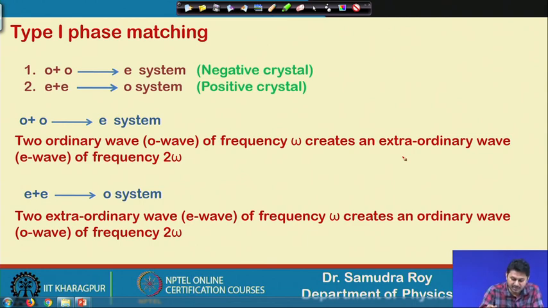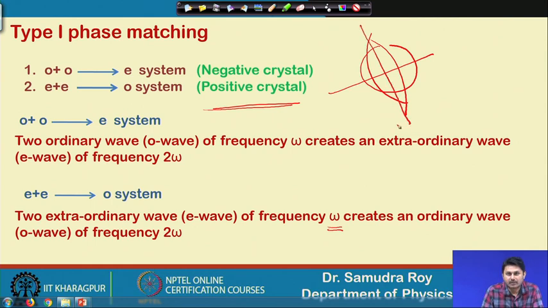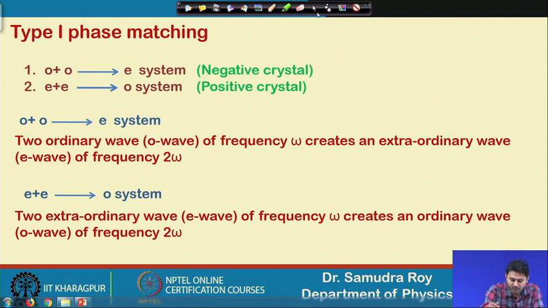Another structure is still possible, in a positive crystal, where two extraordinary waves of omega can create an ordinary wave of 2 omega. In the previous case we had a structure like this, but another structure is still possible, where we can have this kind of thing. The drawing is not proper, so maybe we can have this figure in the next slide.